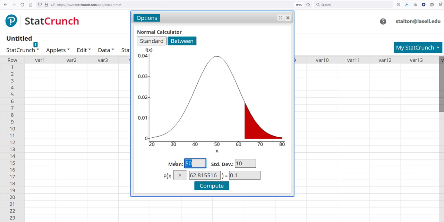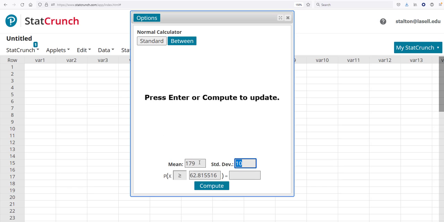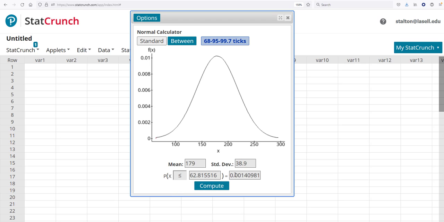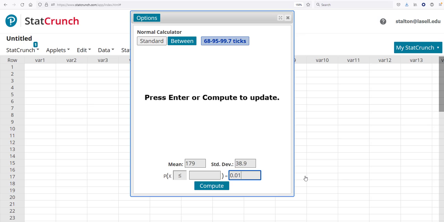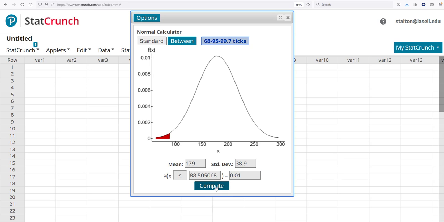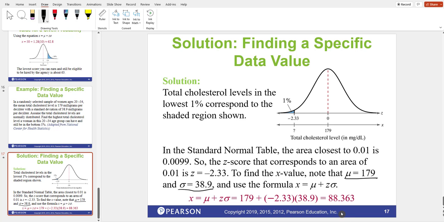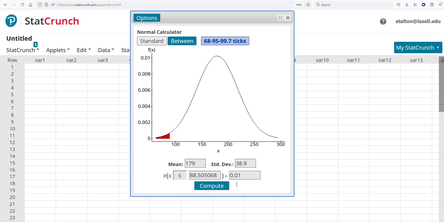So I have 179 and then the standard deviation of 38.9. We want the area to the left to be 0.01. And I hit compute, I get 88.5. As you can see, the visual comes up, and it's the same visual that we have here. Now, as you can see, it's a little different. This says 88.363, and ours says 88.5. So it could be some type of rounding error with StatCrunch and going with the table, but you're still in the ballpark.